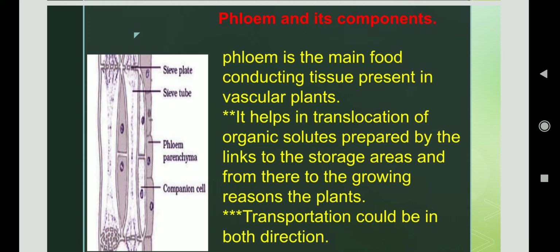And what is another characteristic? The transportation could be in both directions, meaning food can transfer from the root to the other branches or other parts, or from the leaves to the other parts of the plant, right? So bidirectional or multidirectional you can say, or better to say bidirectional. You can see the structure of the phloem.